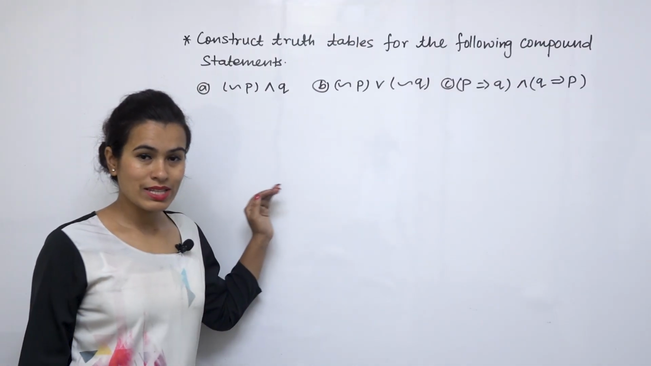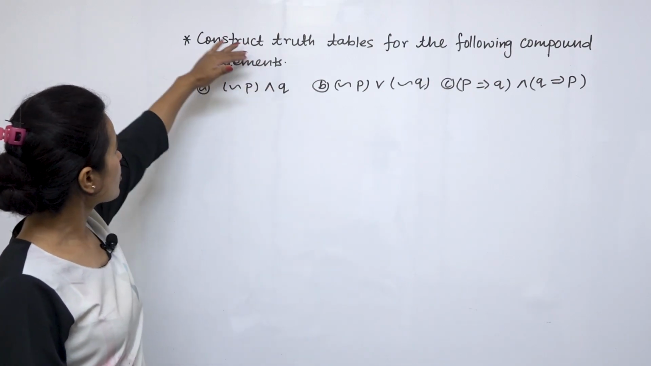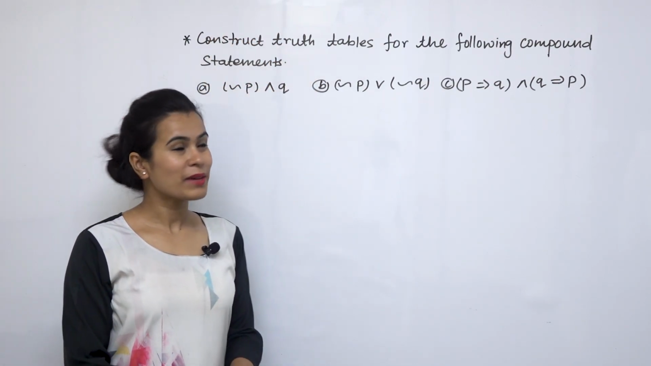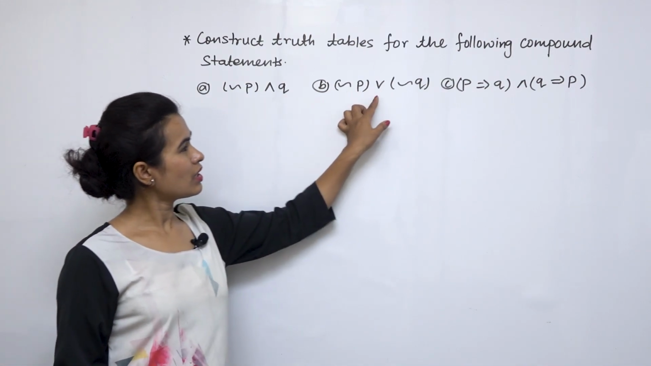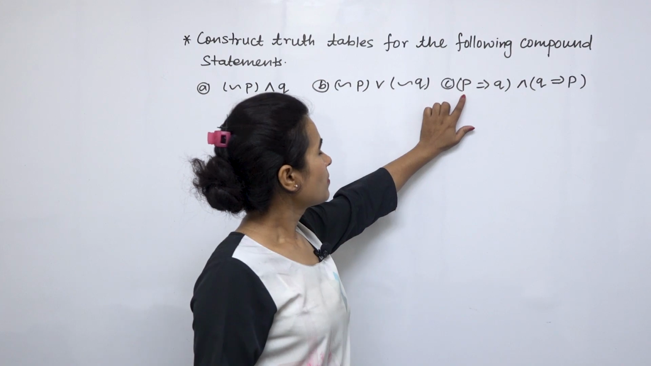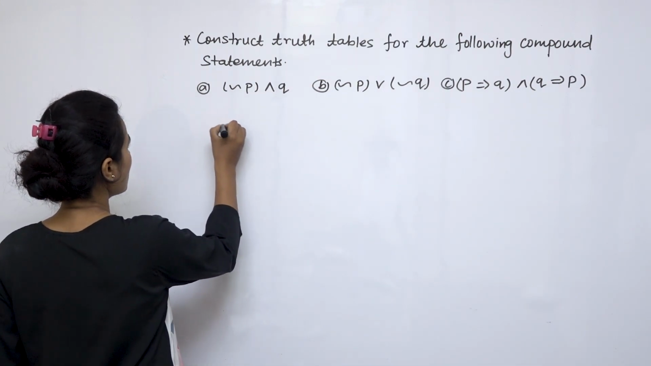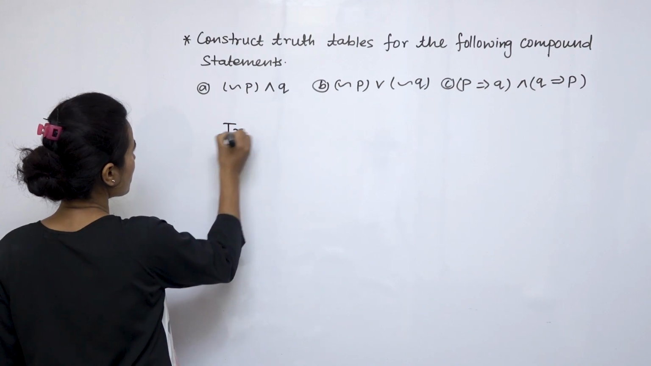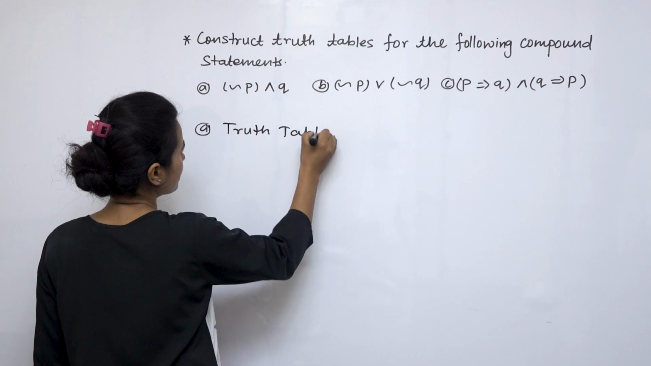Let's solve a question related to the topic logic. I have written a question over here. Construct truth tables for the following compound statements: negation P and Q, negation P or negation Q, P then Q and Q then P. Let's construct a truth table for the first one.